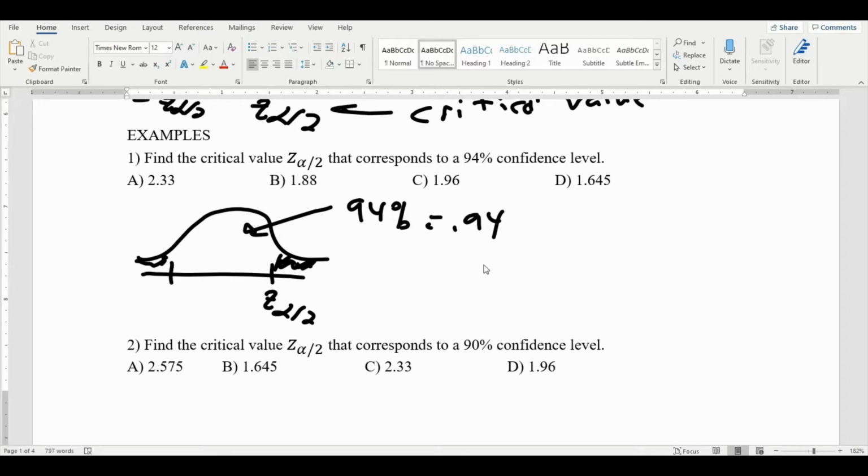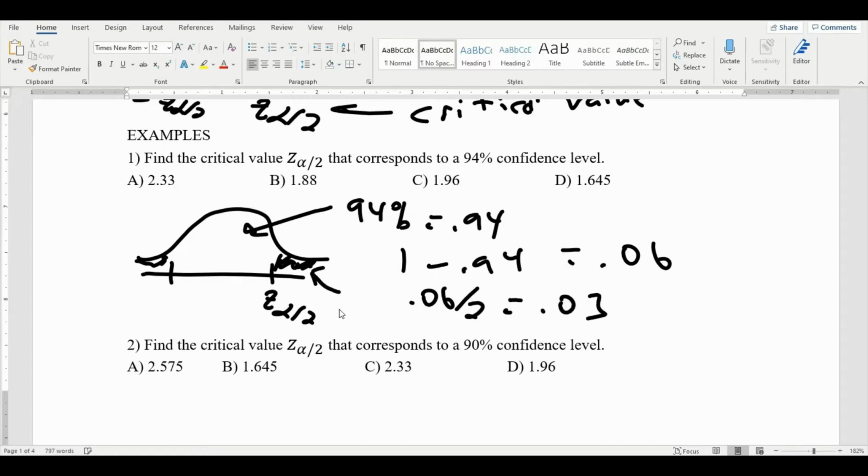To find the remaining area, which is actually alpha, you take 1 minus 0.94, which is 0.06. And so you take that 0.06 and you divide that by 2, you get 0.03. So what that means is that area is 0.03 and that is 0.03. And if you add those up, 0.94 plus 0.03 plus 0.03 equals 1.